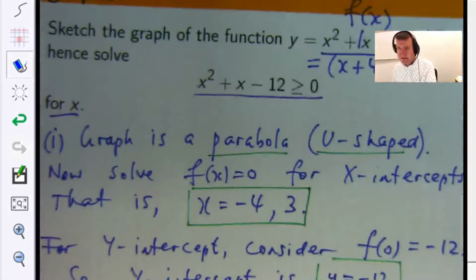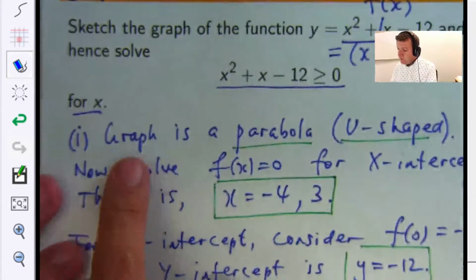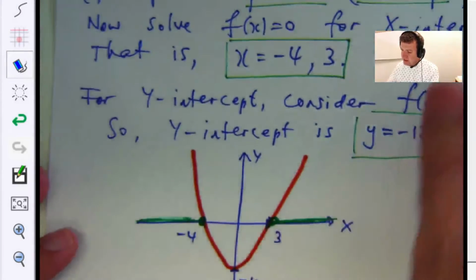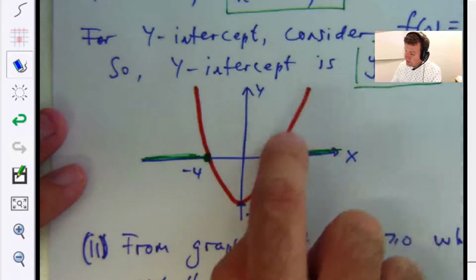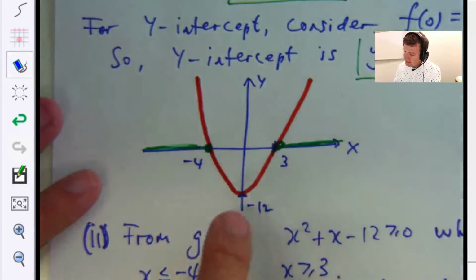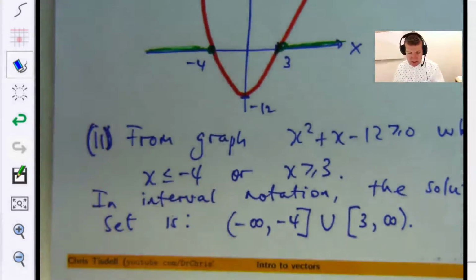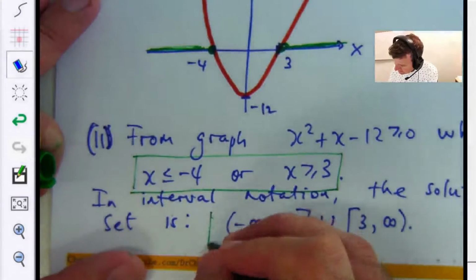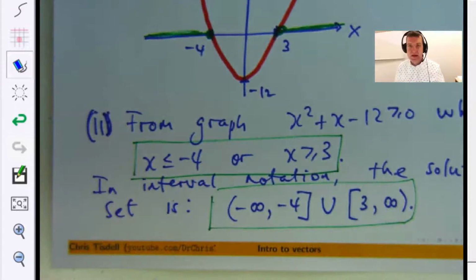Let me just step through that once again. We were given a quadratic, we factorized it. We realized the graph was a U-shaped parabola. We found the x-intercepts, we found the y-intercept, and we drew our graph. Once we had our graph, we could look where are the points on the graph above the x-axis or on the x-axis and match those with points on the x-axis. So we came up with this simple way of writing it and then writing it as the union of two intervals.